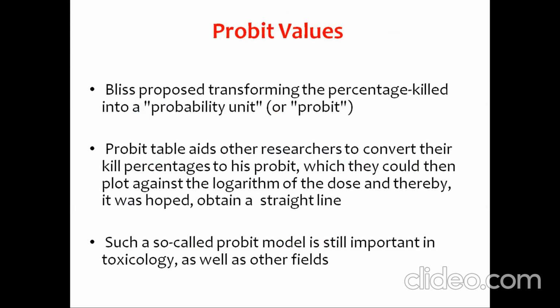What are the probit values? Bliss proposed transforming the percentage kill into a probability unit. That is what we call the probit. The probit table aids other researchers to convert their kill percentage to probit, which they could then plot against the logarithm of the dose, and thereby hope to obtain a straight line.